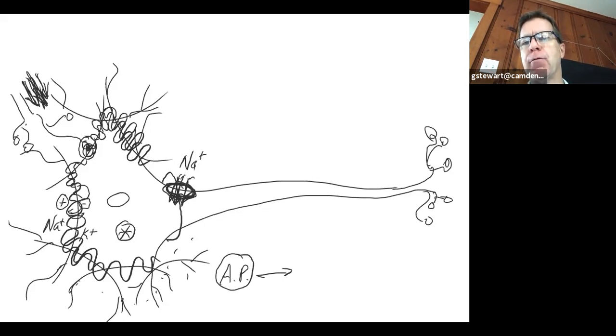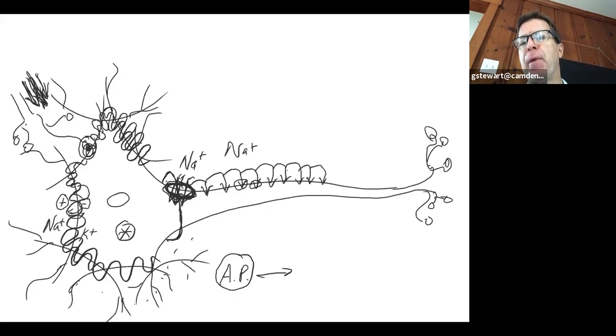Once this opens, we can't turn this process off. It's an all or none. Once threshold is met and this gate channel opens, it's an all or none response. It's going to fire all the way down the axon. What that means is then in sequence, neighboring sodium gates open one after the other all the way down the axon, and sodium ions rush into the cell, causing depolarization.